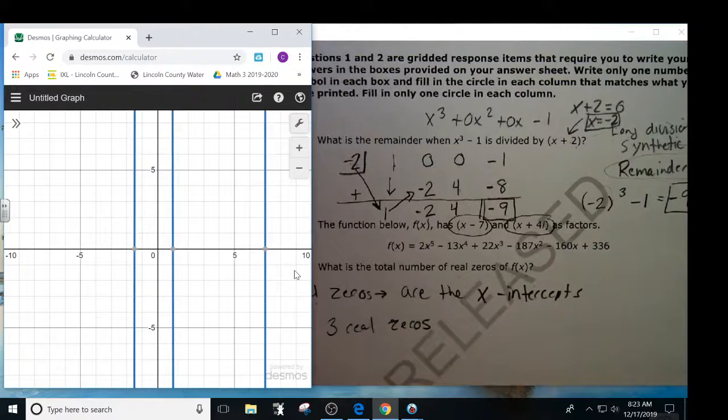3 real zeros. And guys, remember it said that the function below has a factor of x minus 7. There's its 0 right there. If you just roll over the gray dot with your mouse, it will tell you what that coordinate point is. So that's the one it's talking about here. x equals 7, x equals 1, and x equals negative 1.5.